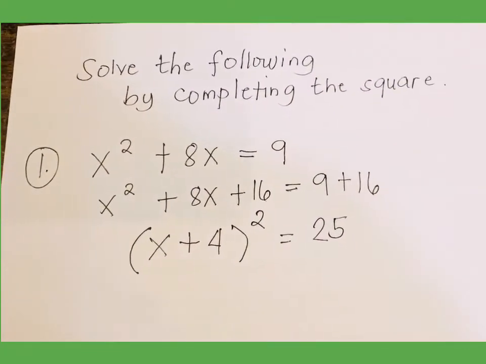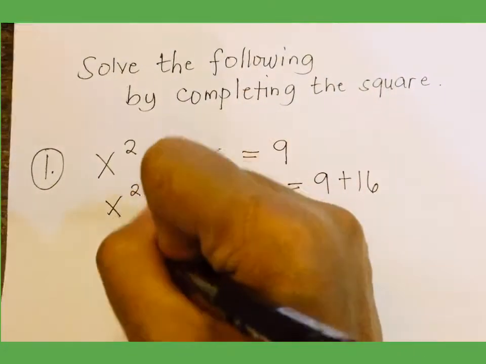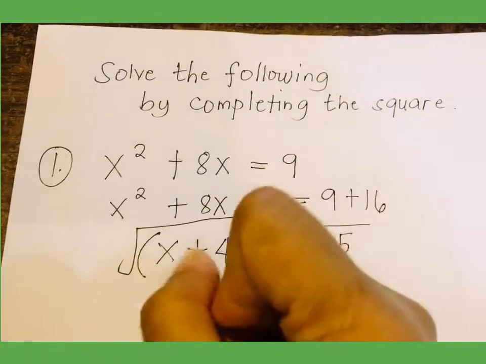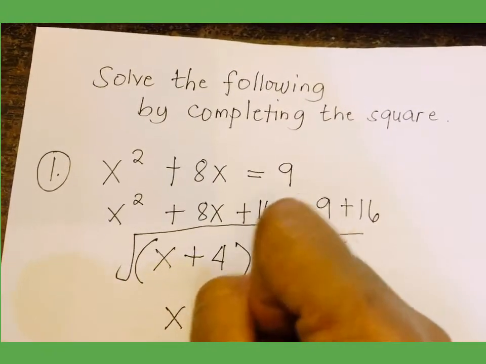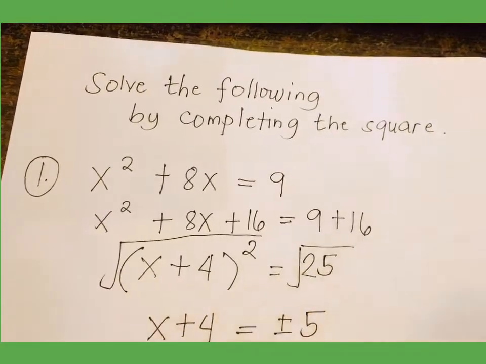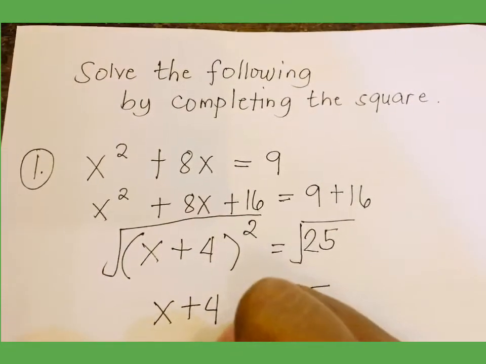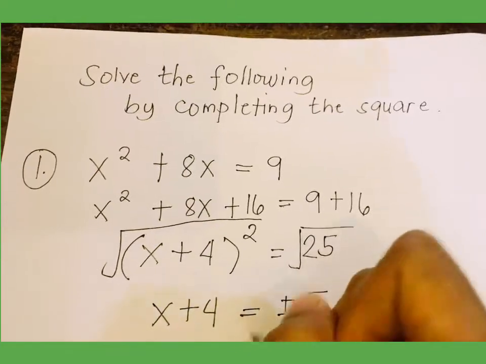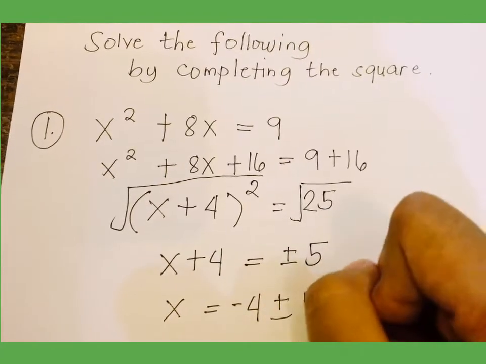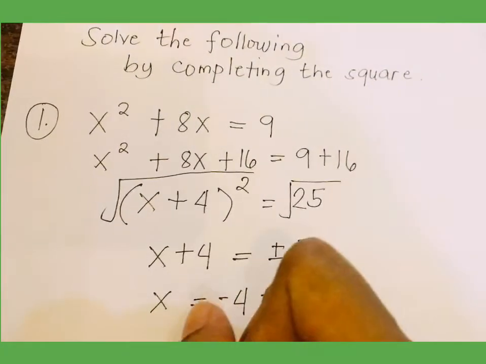After that, we're going to extract the square root of each side. This one and this one. So this becomes like this, and this becomes like this. Then we have x plus 4 now, and this one is 5. Square root of 25 is 5. So our final answer will be, we transpose 4 to the other side, so that becomes negative 4, plus and minus 5.